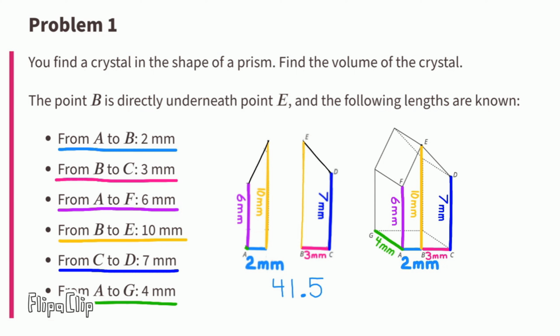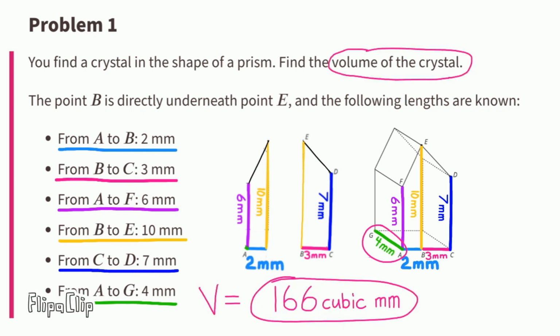Now to find the volume of the crystal, we need to multiply the area of the base times the height. So 41.5 times 4. 41.5 times 4 is 166. So the volume of this crystal is 166 cubic millimeters, or 166 millimeters to the third power.